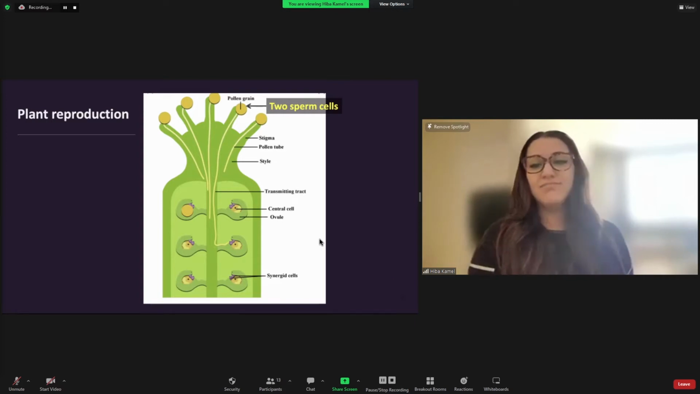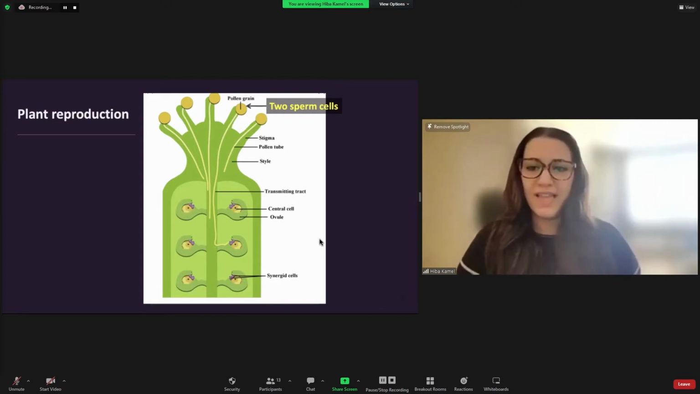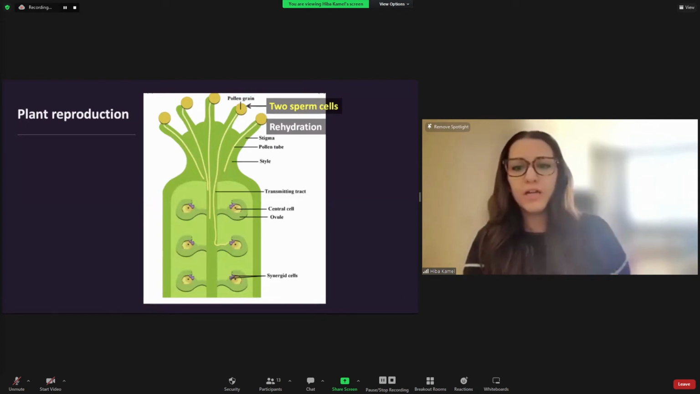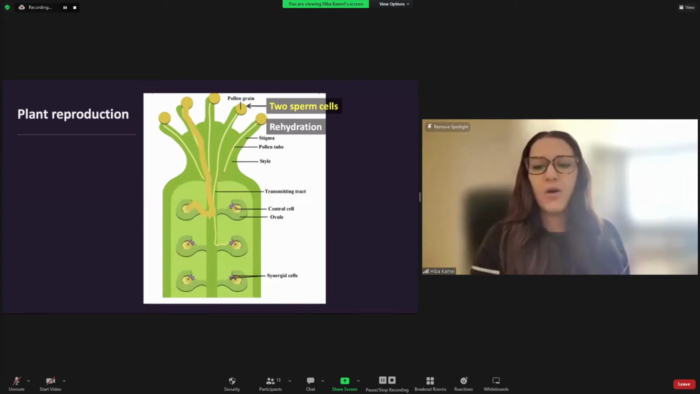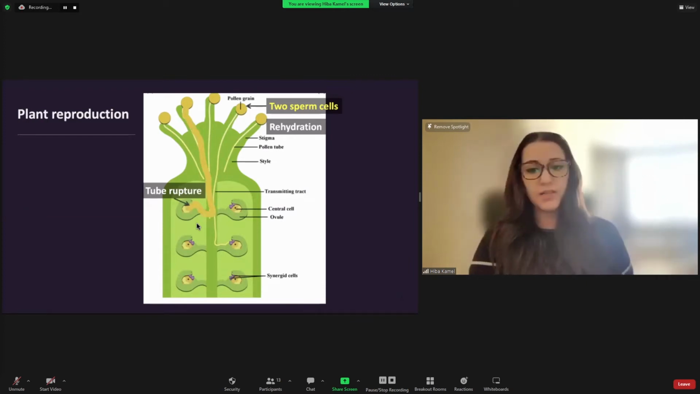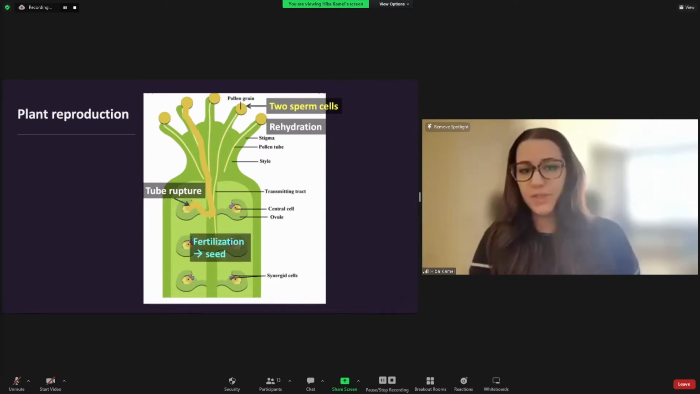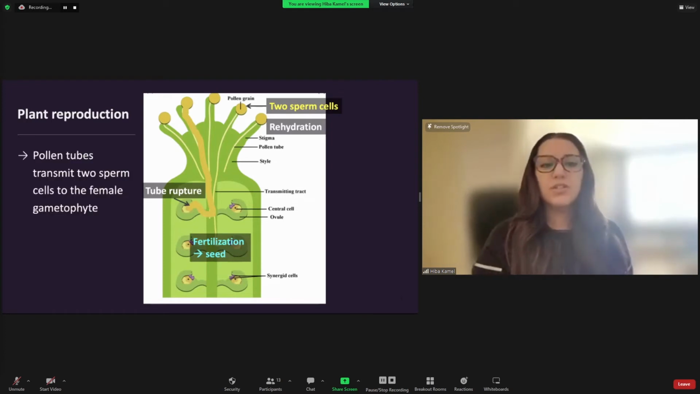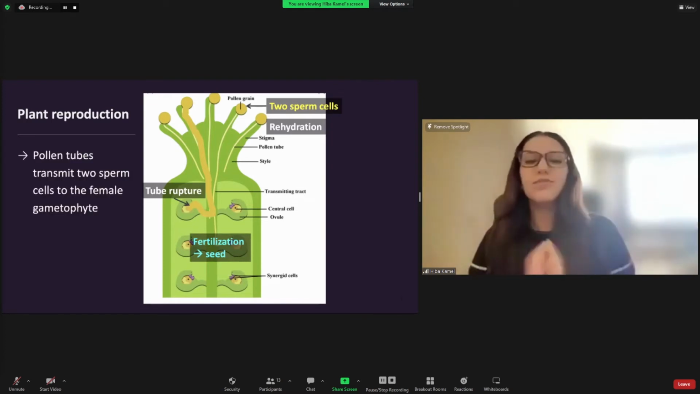Plant reproduction does begin when the pollen grain lands on the stigma head of a flower. However, what happens next is that it rehydrates and then a tube-like protrusion starts emanating out of the pollen grain. And this tube extends all the way to the female gametophyte, which is contained within the ovule. And then the pollen tube ruptures and the sperm cells are released and they are free to fertilize the female gametophyte. And this is what gives rise to a seed. So essentially, the pollen tube is the conduit for the sperm cells.